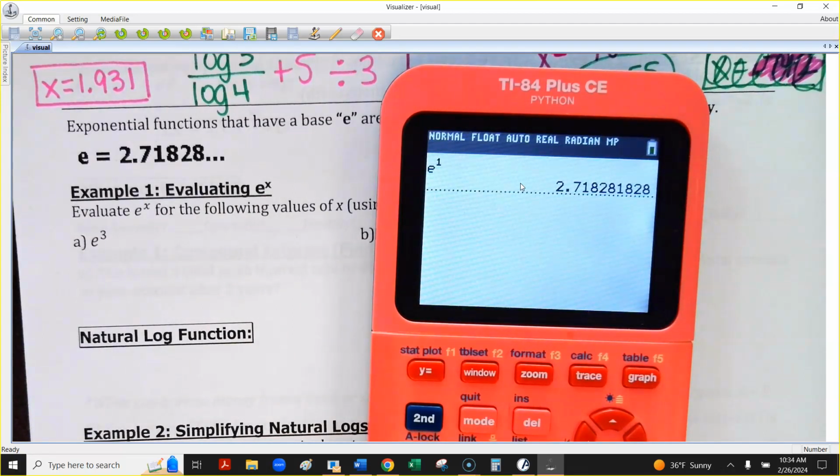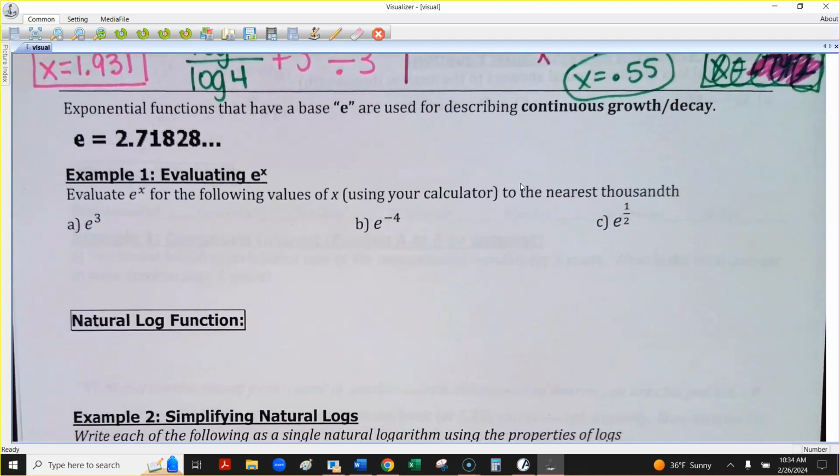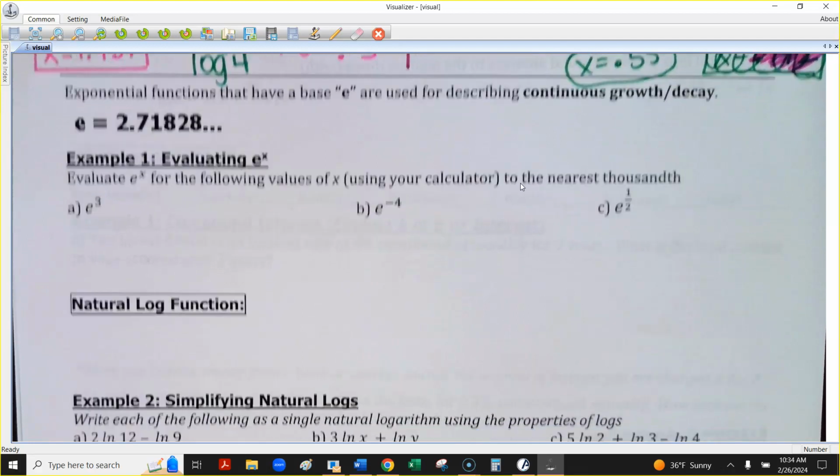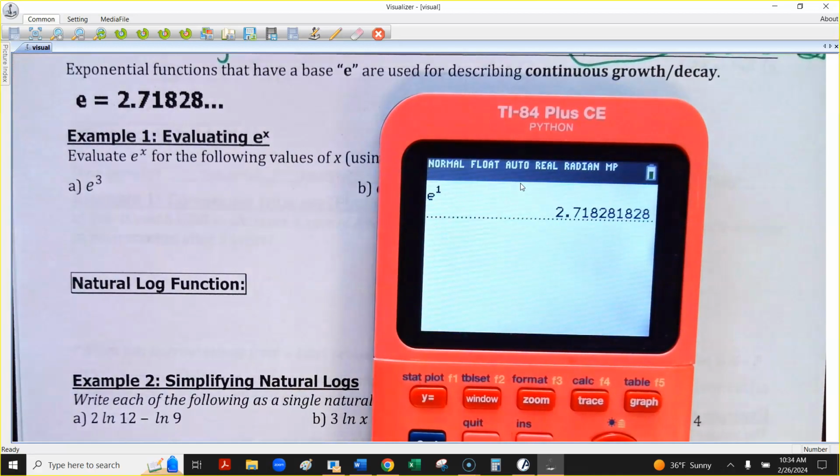And this is used in continuous growth or decay. It's used in a lot of banking stuff. We're going to get into that more tomorrow and Wednesday, but today we're just going to work on, can you tell me what this is in the calculator? So these first couple questions we're just going to practice, make sure everybody knows where this button's at. We're just going to do e to each of these powers.